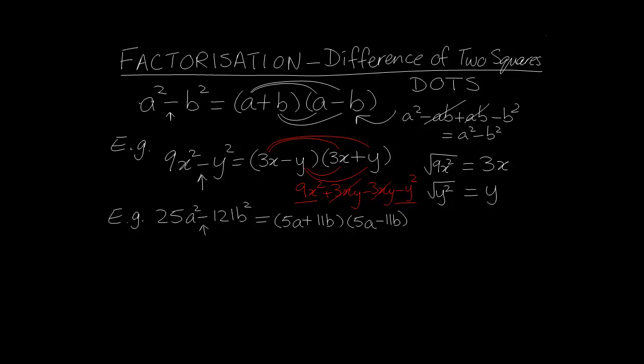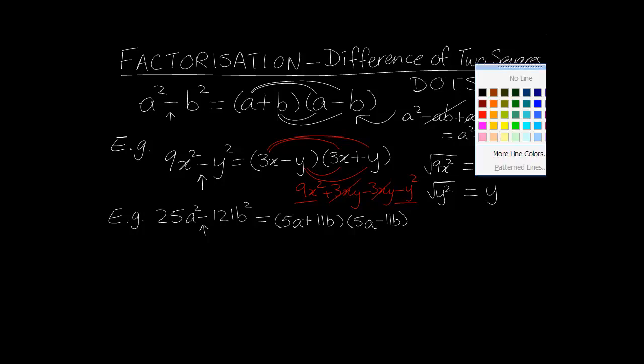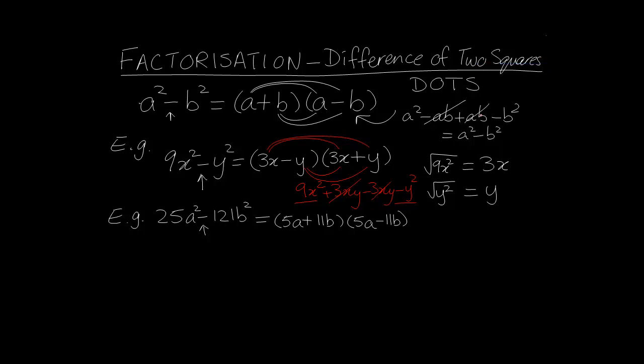Okay, and then let's just do a quick multiplication to check that that indeed works. That's going to give me 25a squared. That's going to give me negative 55ab plus 55ab, so those middle terms will cancel, and then negative 121b squared. So I know that factorization is correct. Now I just want to show you one more example here where we combine a few techniques.